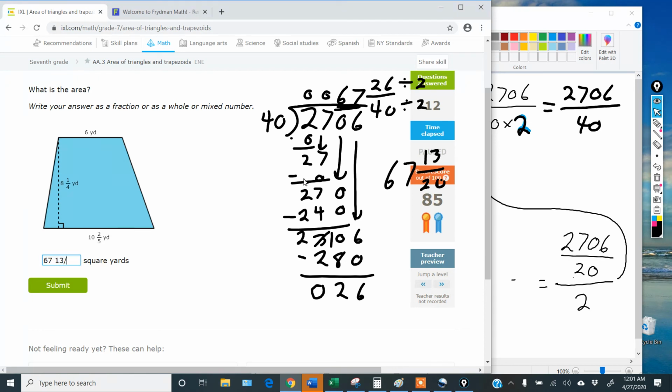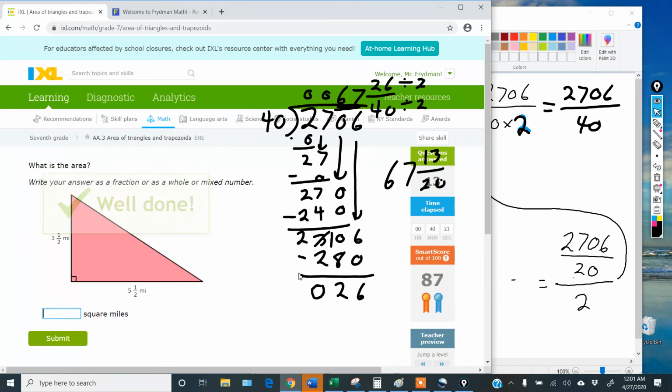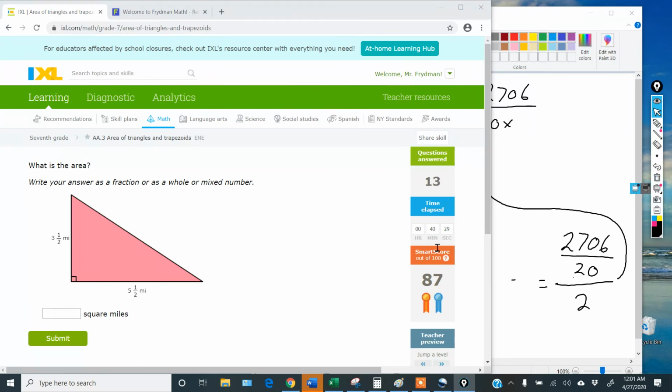Please tell me I got this right. See, now I know how you guys feel when you work so long on a problem and get it wrong and your smart score goes down, and then you come to class and you complain about it to me. Now I know how you feel. I hope I get that right. Oh, yes. Okay. See, but then it feels good when your smart score goes up, right?